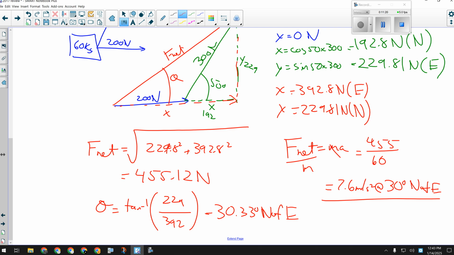Is it feasible to get one like that on the unit exam, or the final exam, sorry? It makes you do vector addition and Newton's second law in one question. Yeah, I'd say so.